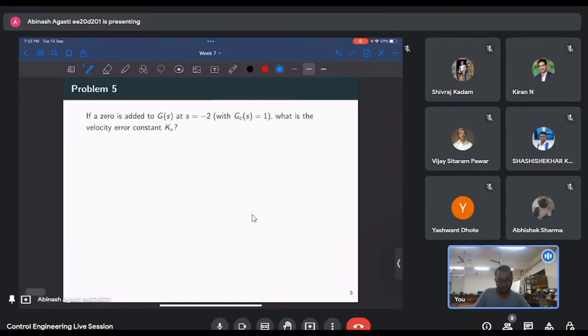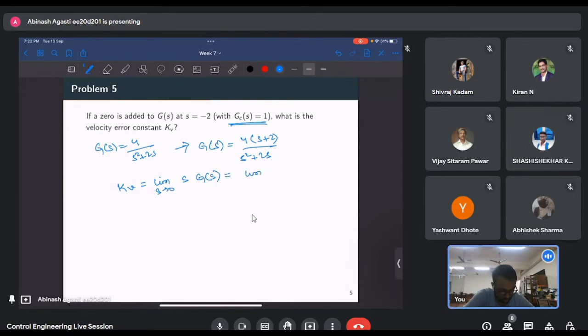Now okay, in the same question we had g of s is equal to 4 by s square plus 2s. If a 0 is added to g of s at s equal to minus 2, with the controller as 1, what is the velocity error constant? So now my g of s is 4 into s plus 2 by s square plus 2s. So I want to find out the velocity error constant. So tell me, what should the value be? 4.